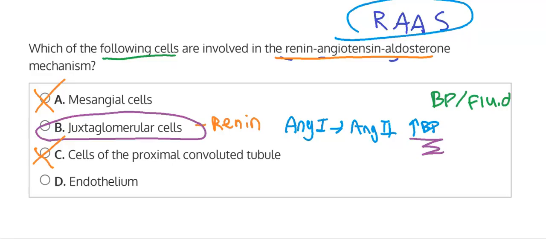Option D is the endothelium, and endothelial cells, they produce angiotensin converting enzyme, this ACE that we were talking about. So it does convert angiotensin 1 to 2, but they're not the primary initiators of RAAS. That kind of comes later down in the system. So therefore, the juxtaglomerular cells would be a better choice, option B over option D. So we could eliminate option D. So option B, the juxtaglomerular cells, would be the correct answer here.